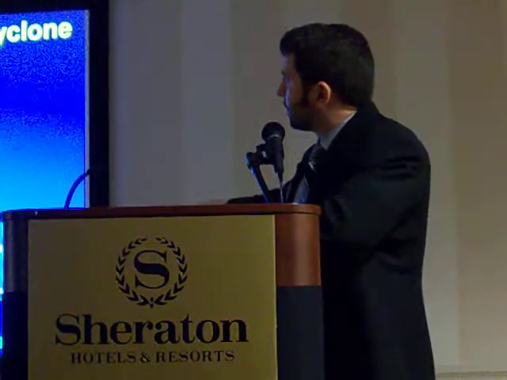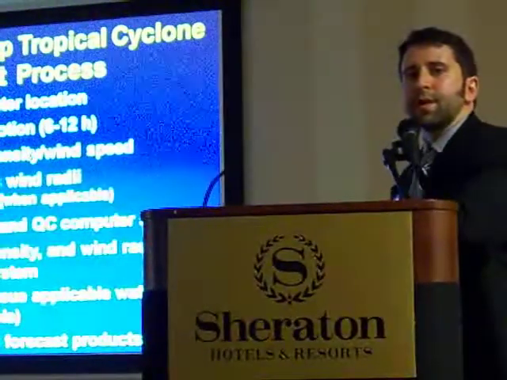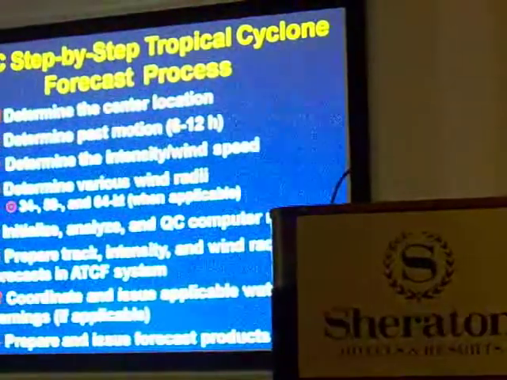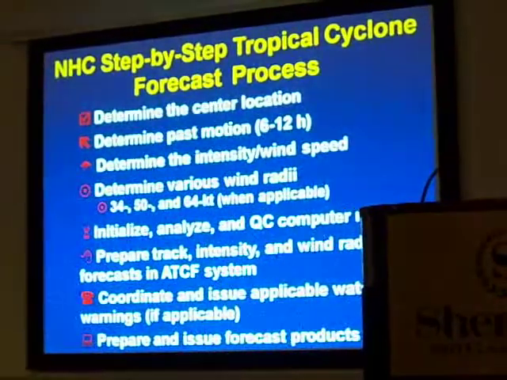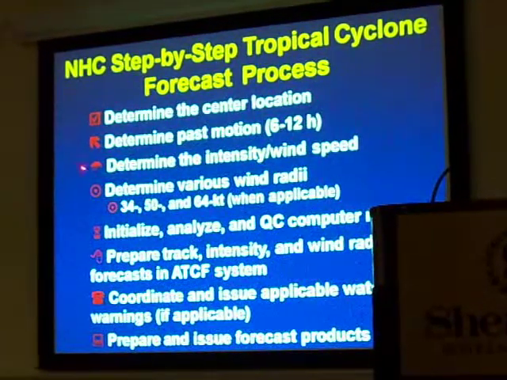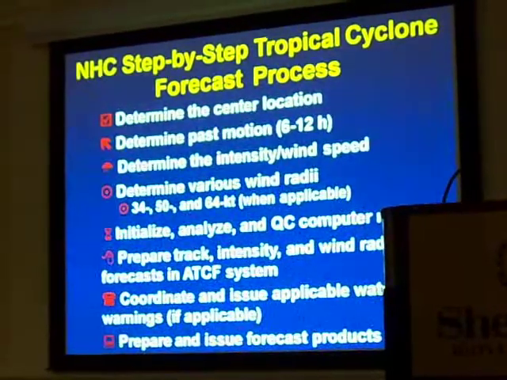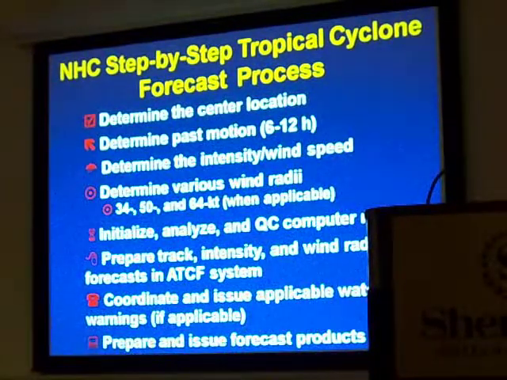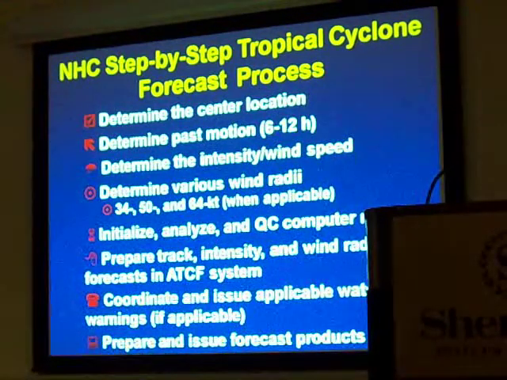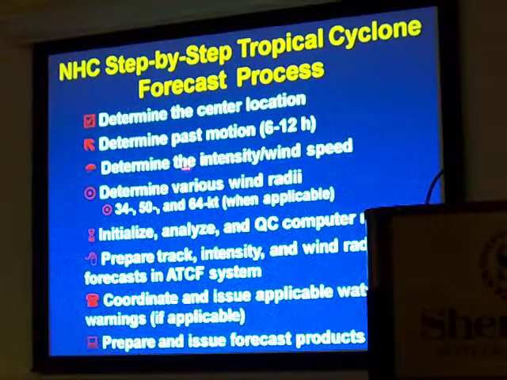We look at the past motion, generally over the last 6 to 12 hours, but in some cases when the center is less defined or there's been a reformation of the center, we might look at it for a longer period of time. We determine the intensity, and we do that using satellite classifications if they're over the open ocean, and of course if it's closer to land, we have a variety of other observational platforms. We try as best as we can to develop wind radii for the gale force winds, 50-knot winds, and hurricane force winds. This is difficult at times because we don't always have data at our disposal.